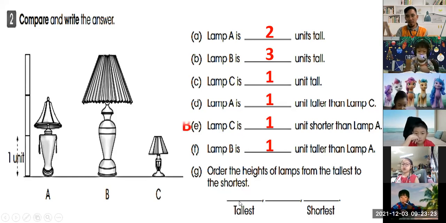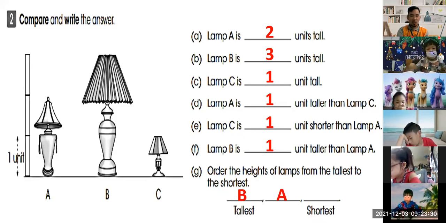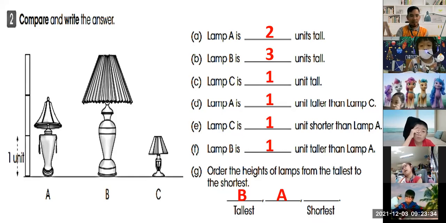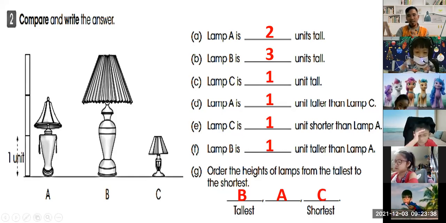Tallest. Now what is the tallest lamp here? It's lamp B. Next is lamp A. And what is the shortest lamp here? Lamp C, because it is only 1 unit.